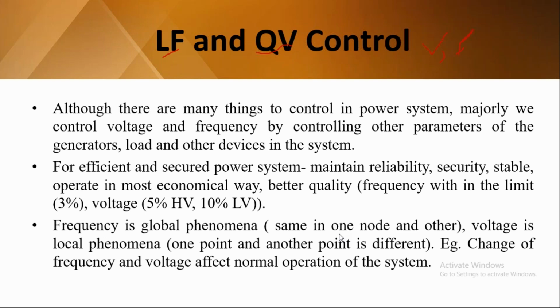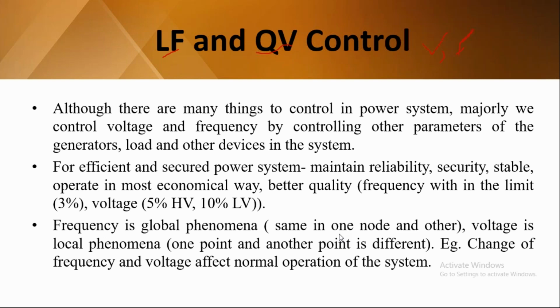And voltage, in terms of high voltage lines it is 5%, in low voltage lines 10%. So for maintaining this type of parameters, there is only one way: we have to control the frequency and voltage in the transmission line. Between the two, frequency is a global phenomenon. Why? Because if you take any system, single phase, three phase, high voltage, low voltage, whatever it may be, the frequency should be constant. So it is the same at every node. That's why it is called a global phenomenon.